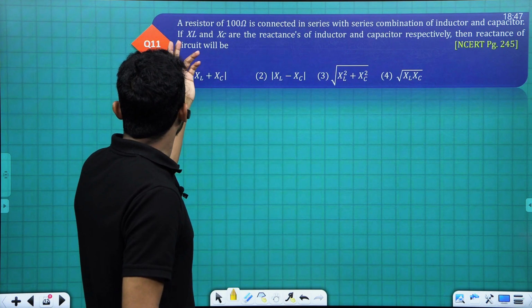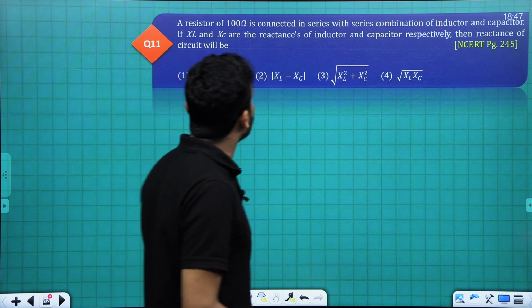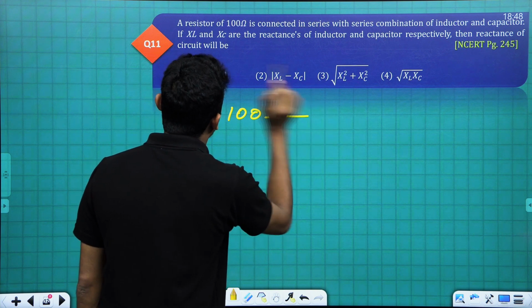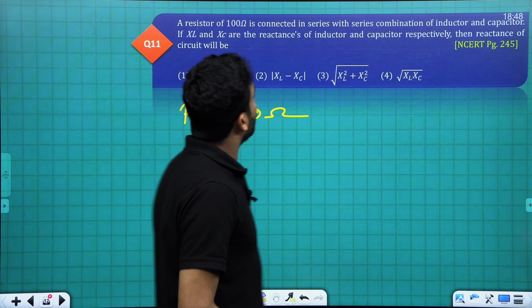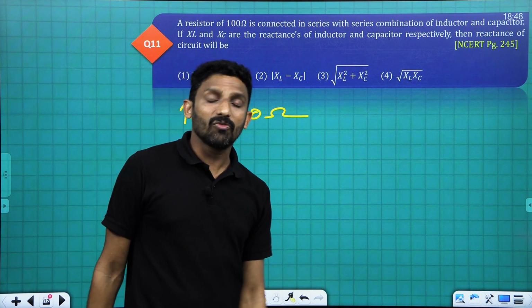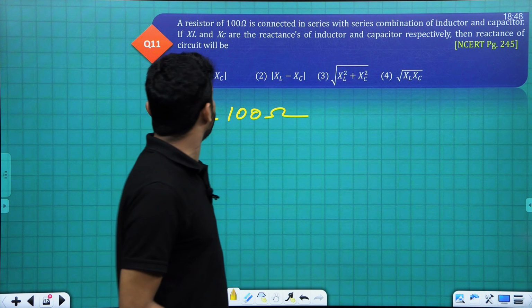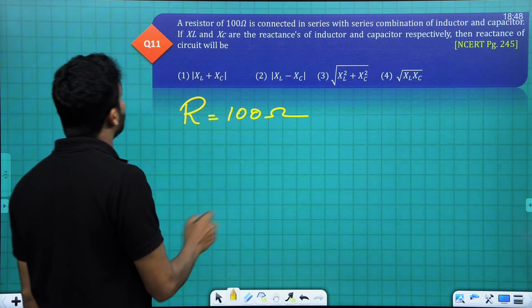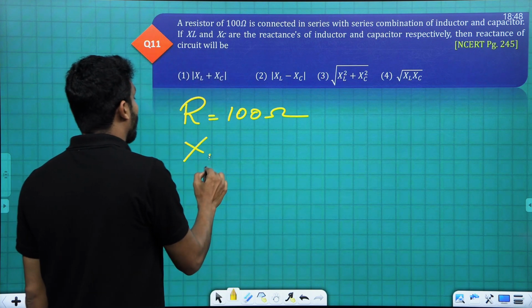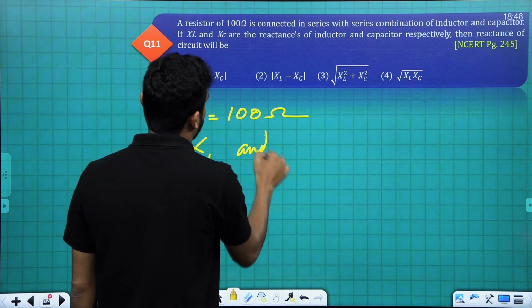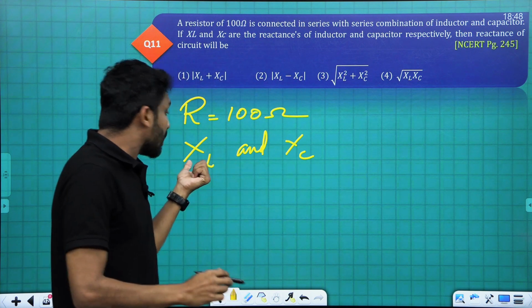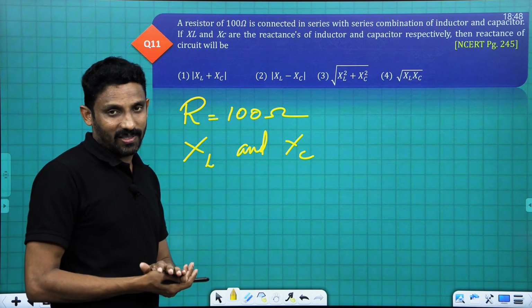A resistor R equal to 100 ohm is connected in series with a combination of inductor and capacitor. This is an LCR circuit. If XL and XC are the reactance of inductor and capacitor respectively, these are the inductive reactance and capacitive reactance respectively.